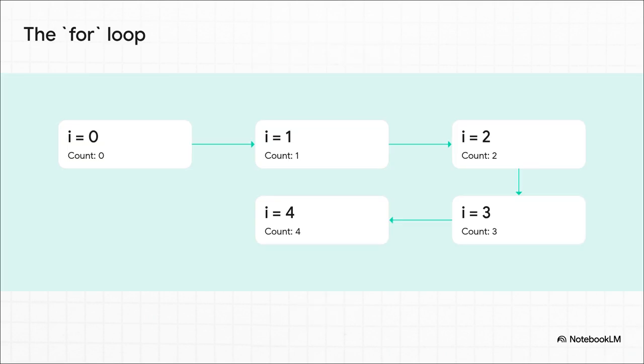This visual breaks it down perfectly. We basically tell the computer to create a counter. We'll call it i and start it at 0. You can see right there in step 1, it runs our code and prints count 0. Then here's the clever part. It automatically adds 1 to i.